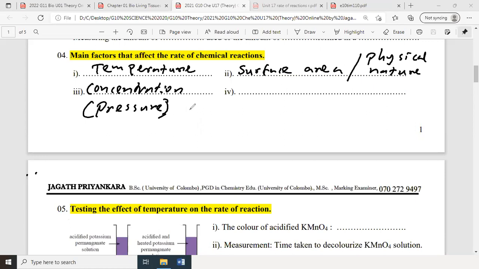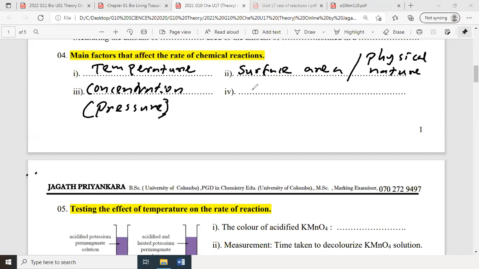Example, photosynthesis. What matters? The rate of photosynthesis. Light matters, but they have not given that here. Actually the other countries teach that also. Here they have only 4 factors affecting the rate, but current and light also will affect. Example, photosynthesis. When the intensity of light increases, the rate of photosynthesis goes up.